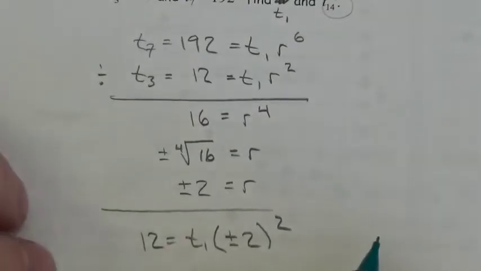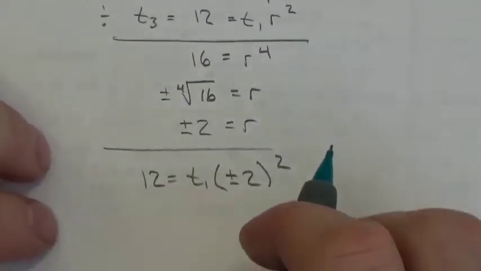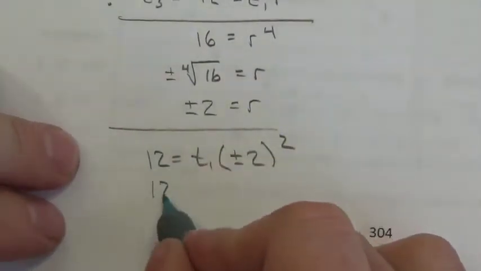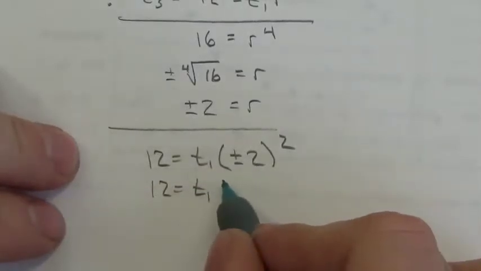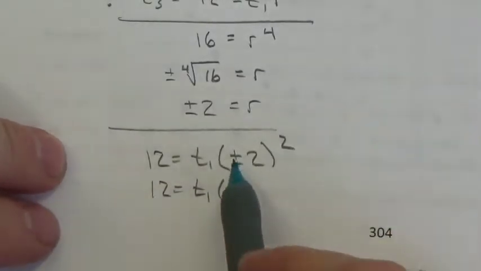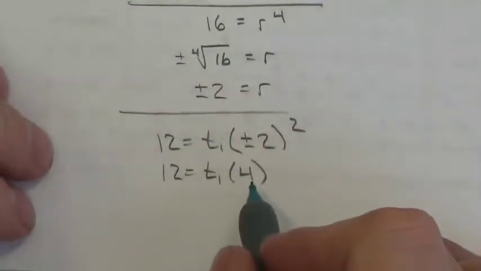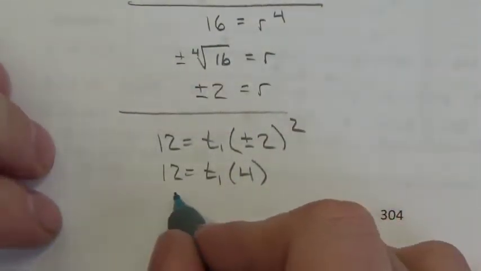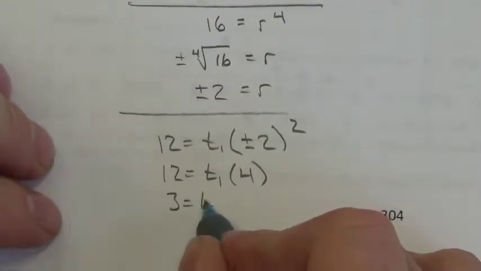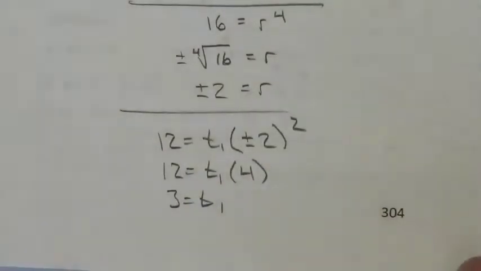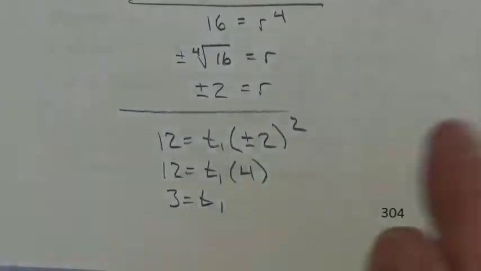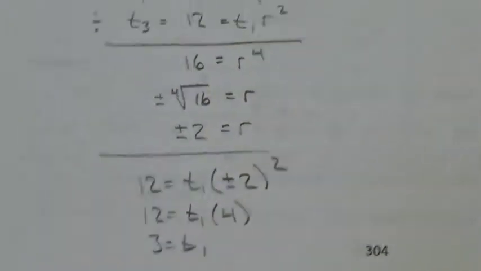Now, I feel totally okay plugging in both the positive and the negative 2 here, because when I square that, in both cases, I'm going to get positive 4, whether it was positive 2 or negative 2. So it was irrelevant which one I chose there. And now to get the T1, I will divide both sides by 4, and I get that T1 is equal to 3. So that was the very first thing that I wanted to find, T1. Good.